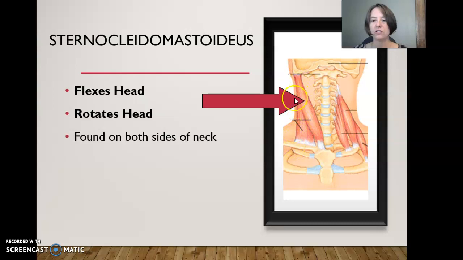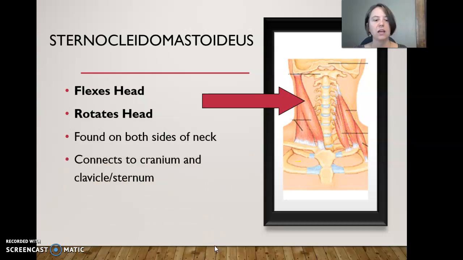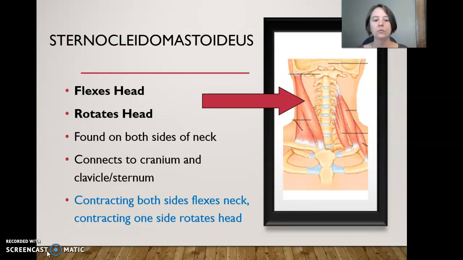You have it here, you see it has two origins. And then there would be another one here, which is taken away for us to see these little muscles. And it connects the cranium back here to your clavicle and your sternum. You don't need to write this, but do pay attention.